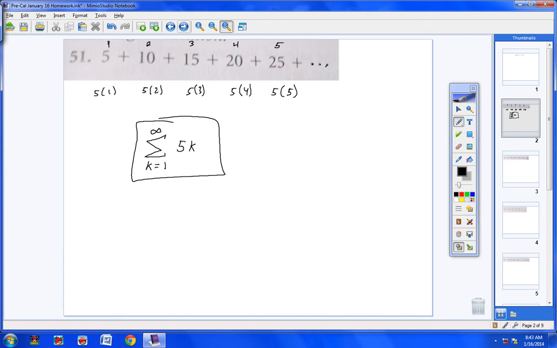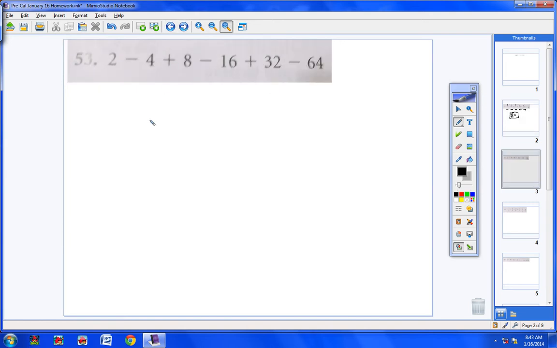All right, let's continue on to the next problem, number 53. All right, this is term number 1, this is term number 2, this is term number 3, term number 4, term number 5, and term number 6.